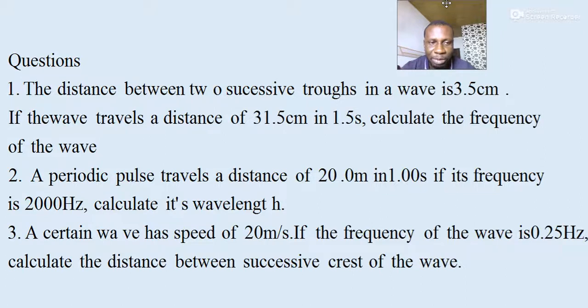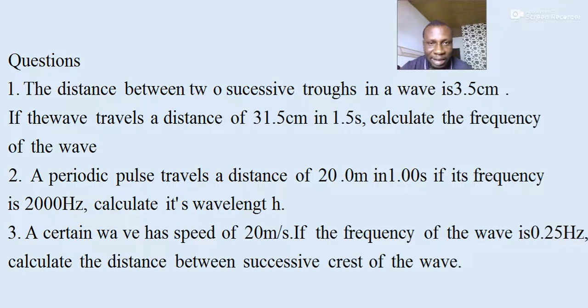2. A periodic pulse travels a distance of 20.0 meters in 1.00 seconds. If its frequency is 2000 Hz, calculate its wavelength. 3. A certain wave has speed 20 meters per second. If the frequency of the wave is 0.25 Hz, calculate the distance between successive crests of the wave.